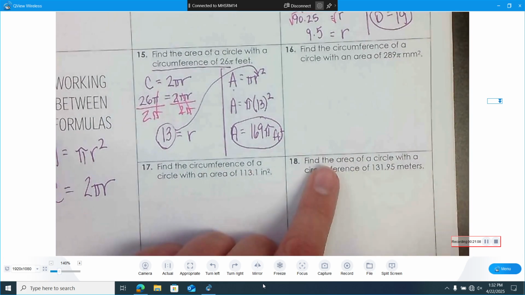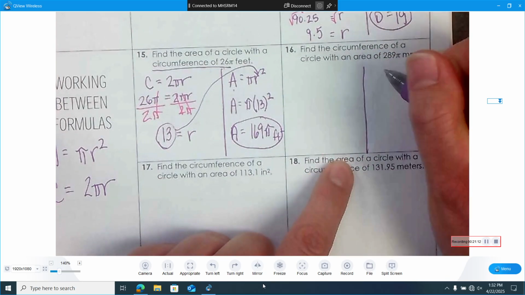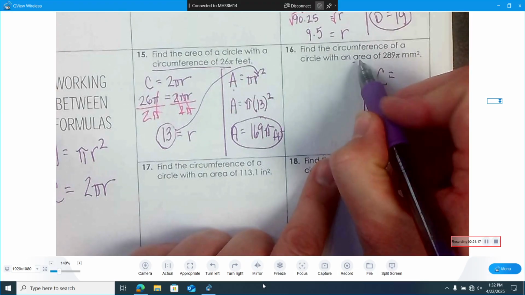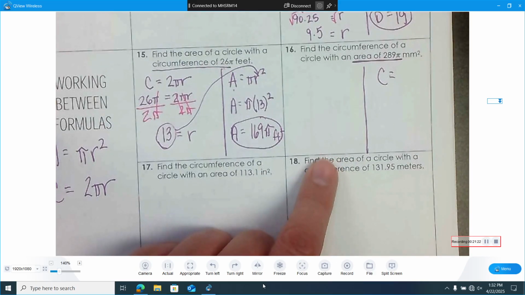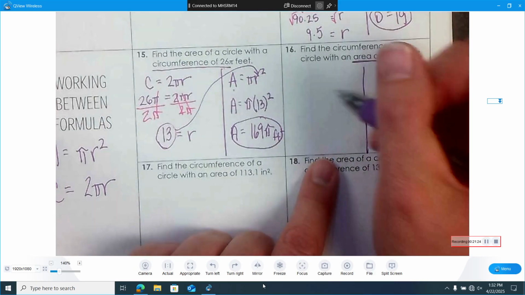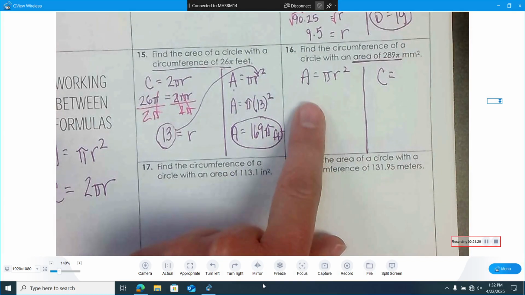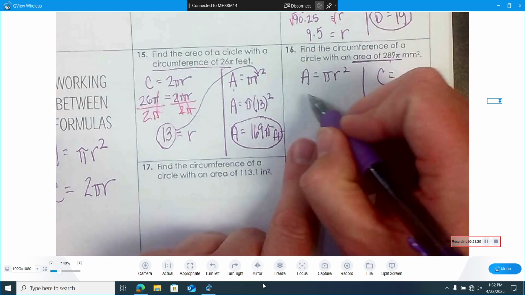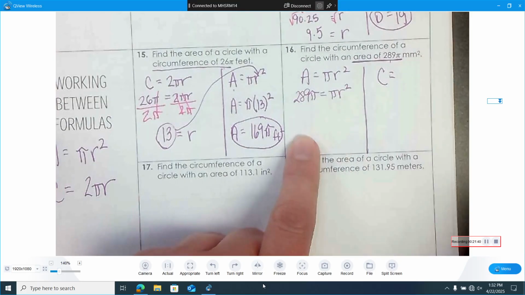Okay. So number 16, find the circumference. So at the end here, I want to figure out the circumference. But what we're starting with is we know that the circle has an area of 289 pi. So I'm going to start with my area formula, which is pi r squared. And where does the 289 pi go? In place of area. So 289 pi equals pi radius squared.